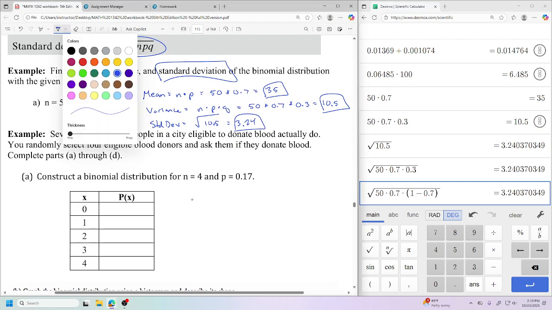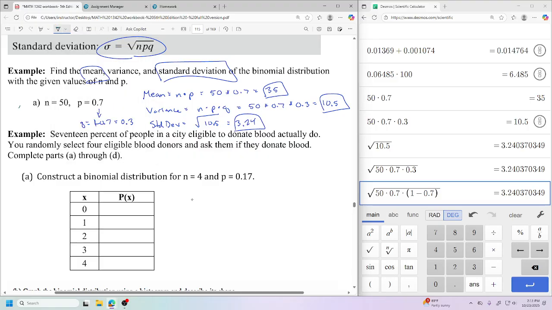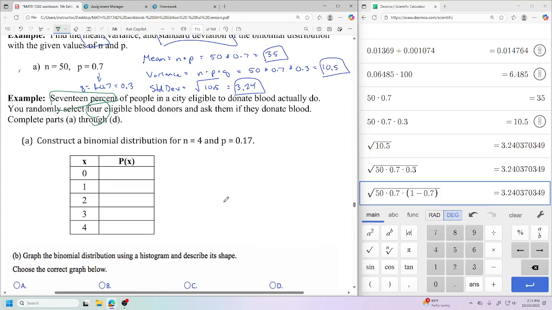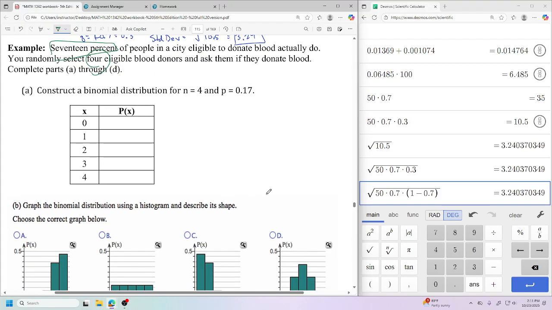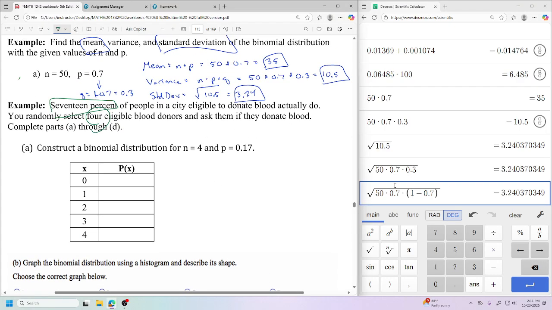Okay. So next, 17% of people in a city donate blood. They're going to pick 4 people at random. What's the probability of all of them, none of them, some of them giving blood? You can see that they got n and p already set up.